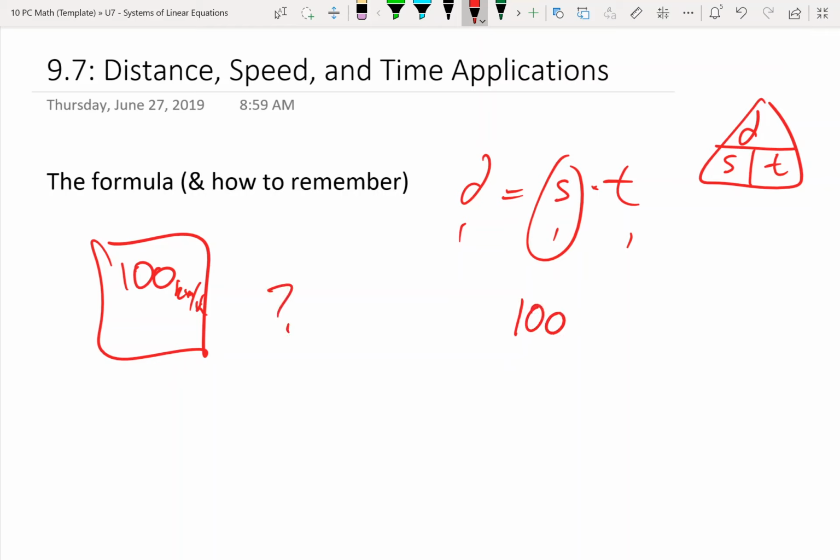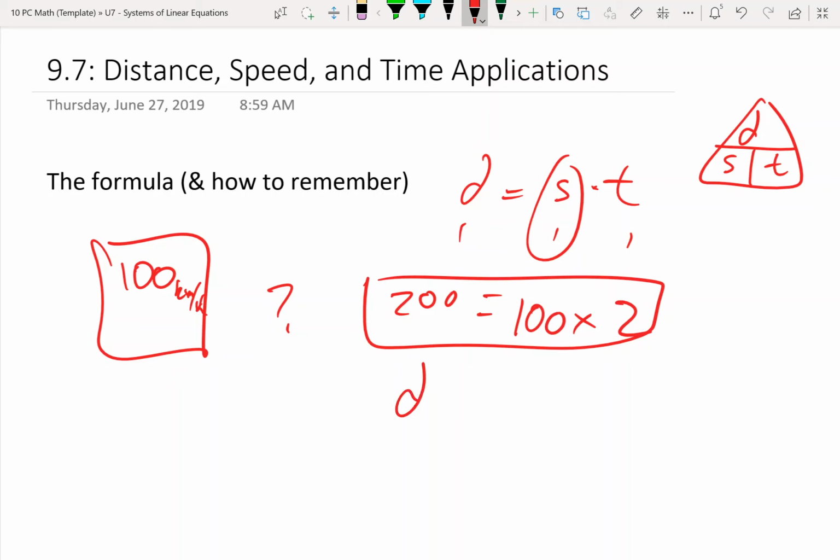If I wanted to know how far you go, you would take that and multiply it by however many hours you drive for. So let's say you drove for 2 hours. How far do you go? Well, obviously it's 200. That's the formula that we're using. The total distance is equal to whatever the speed is times the time that you're given.